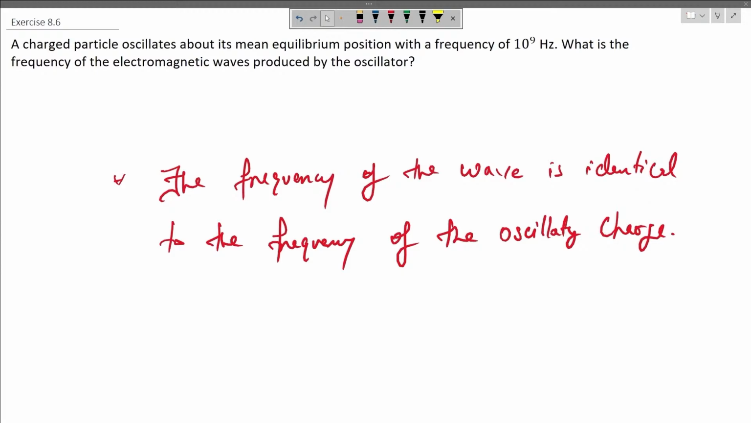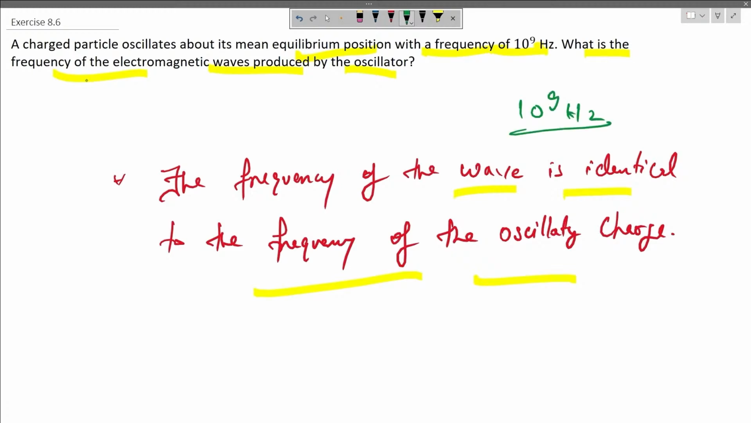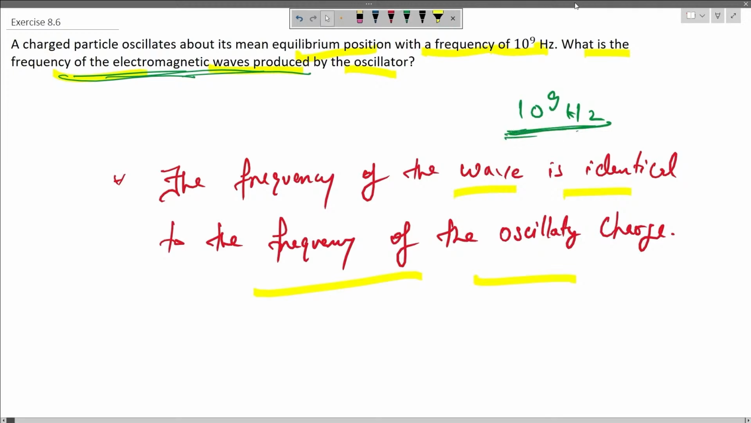The question says that a charged particle oscillates about its mean equilibrium position with a frequency of 10 to the power 9 hertz. What is the frequency of electromagnetic waves produced by the oscillator? We know that accelerated charges radiate electromagnetic waves, and the frequency of the electromagnetic waves equals the frequency of the oscillation of the charge. So the frequency of the wave produced is identical to the frequency of the oscillating charge, that is 10 to the power 9 hertz.